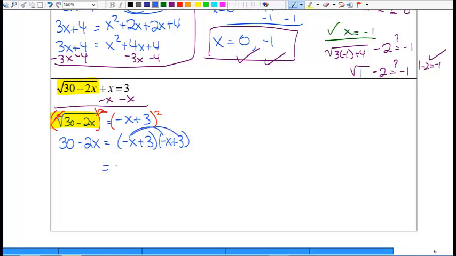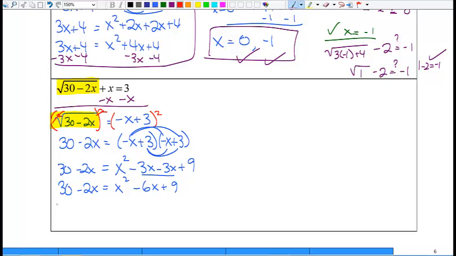Negative x times negative x is positive x squared. Negative x times positive 3 is negative 3x. 3 times negative x is negative 3x. And 3 times 3 is positive 9. Let's combine like terms on that right side. These two can add up to me negative 6x. Then I'm going to move all of my terms to one side, get one side equal to 0. So I have 0 on that side equals x squared minus 4x minus 21.